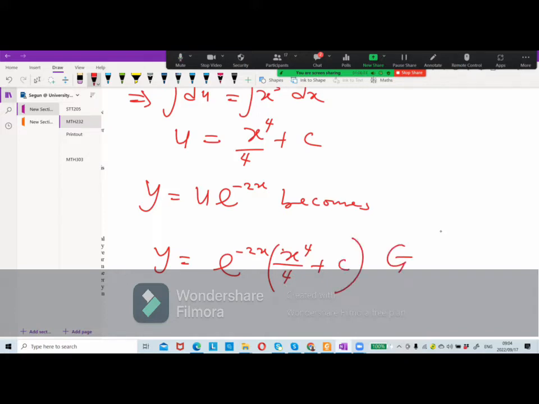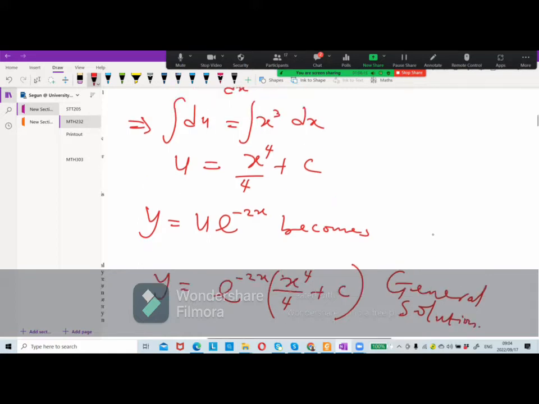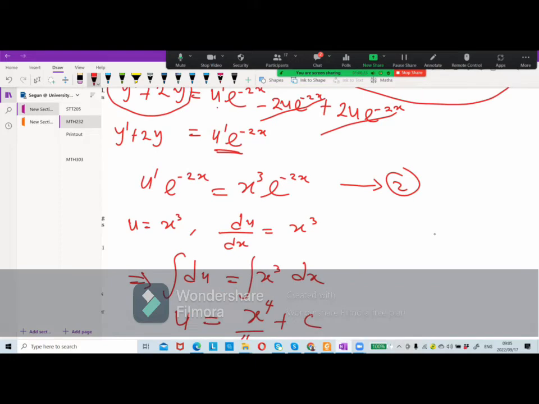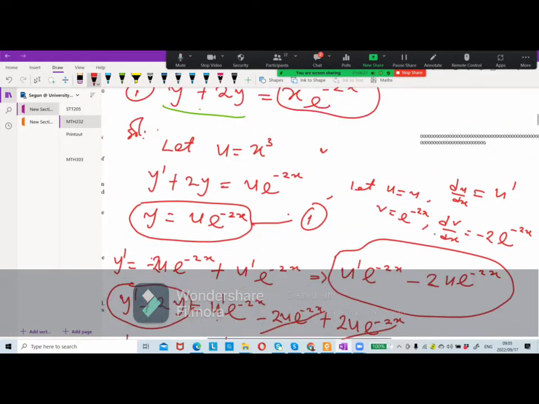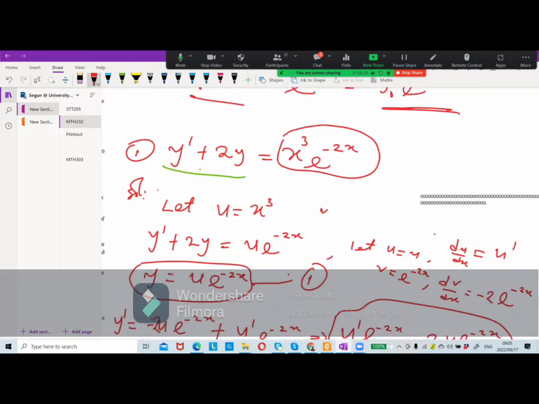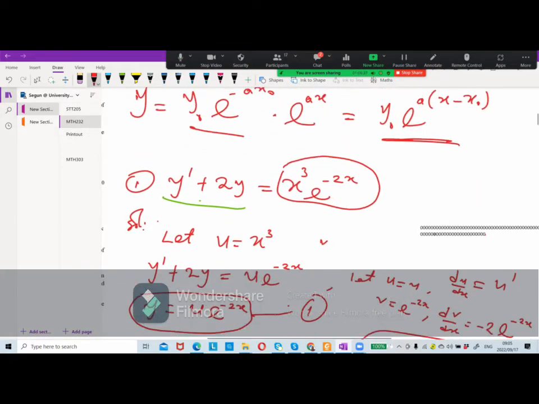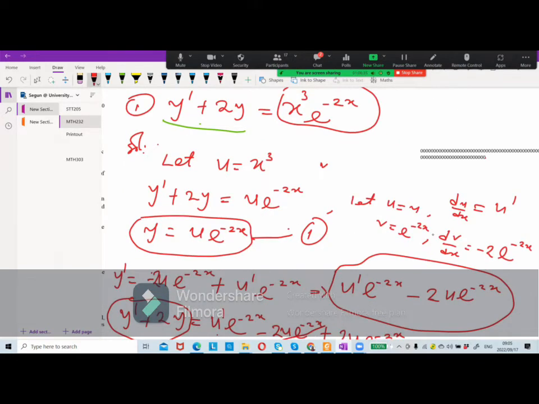This is what we call the general solution. Okay, that's our final answer. Yes, so it's a bit tricky, but you have to be careful when you are solving it. Let me run the steps again before we move on to today's work.